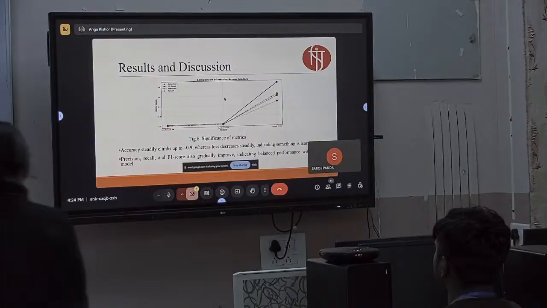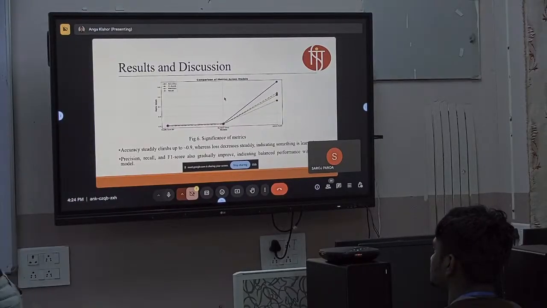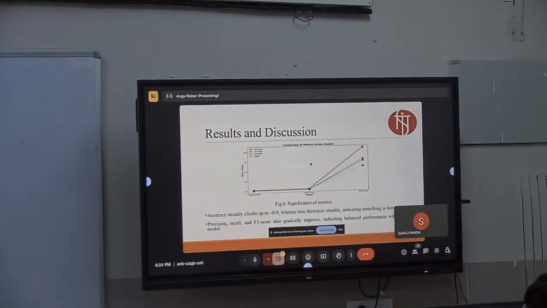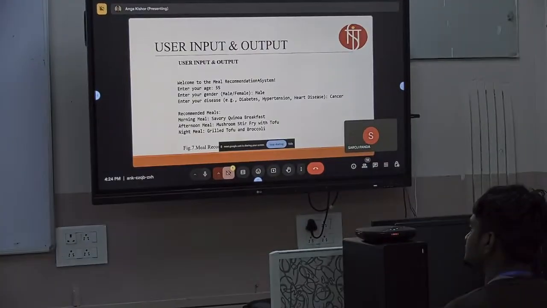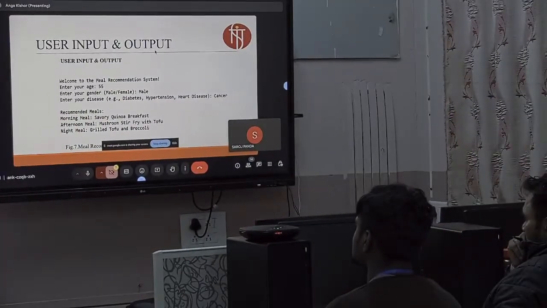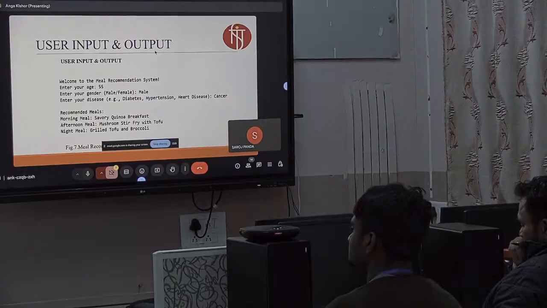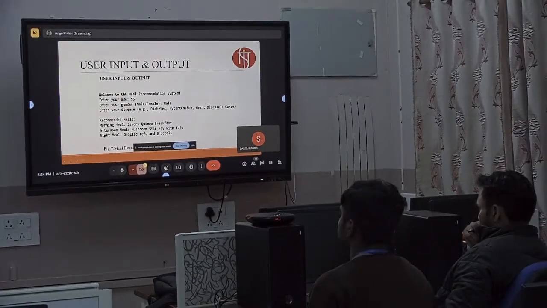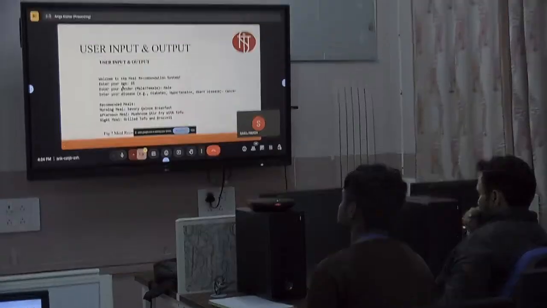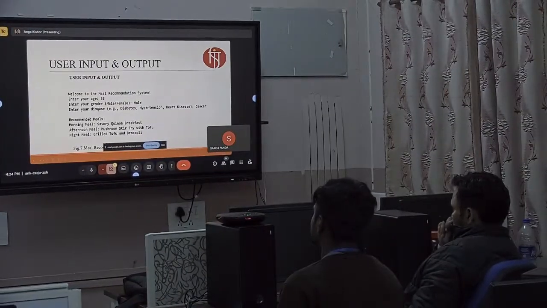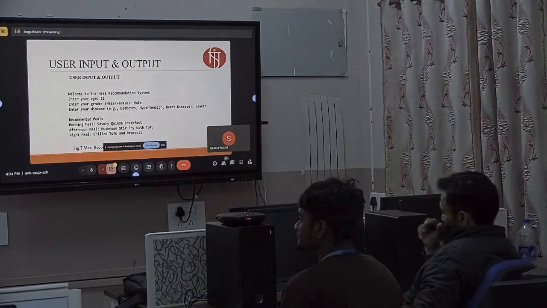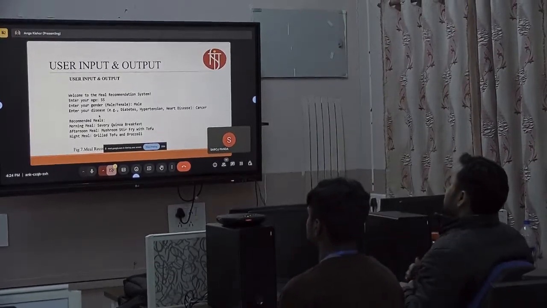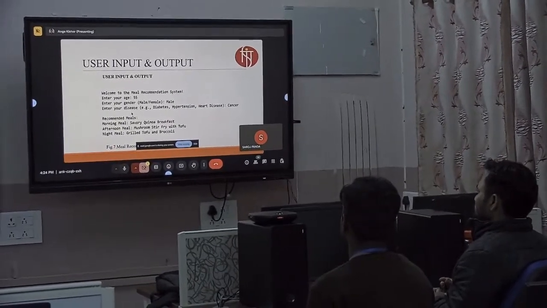We are plotting the graph for the three algorithms by using the evaluation metrics like accuracy, F1 score, precision, and recall. This is one output for the hybrid model outputs. First one, the user can enter attributes like age, gender, disease. Then it will give the output like morning meal, afternoon meal, and night meal.